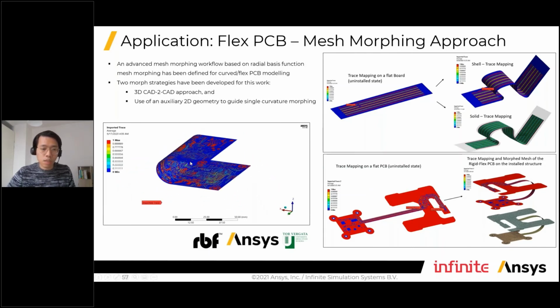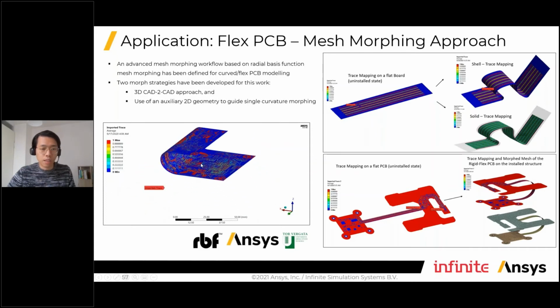As you can see, this is the simulation process that we have in Ansys Mechanical, that we wrap up and see how the thermal, the imported traces actually follow. And also by doing so, we were able to simulate the stress and strain because of the wrapping and changing of the geometry.